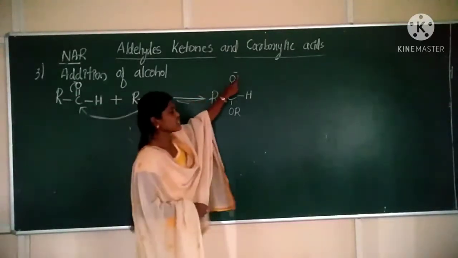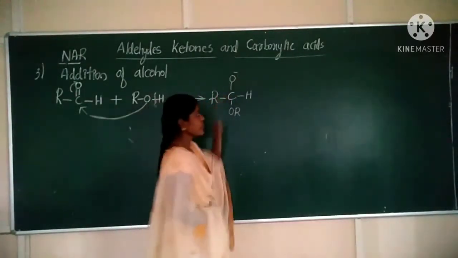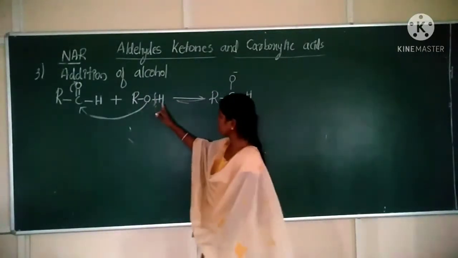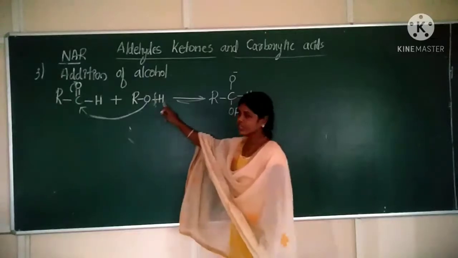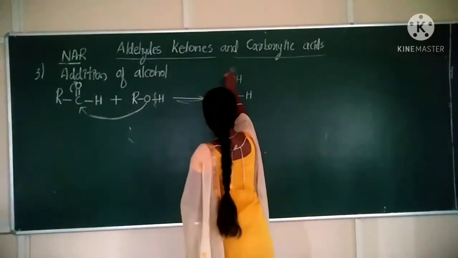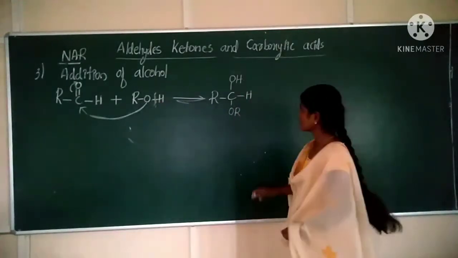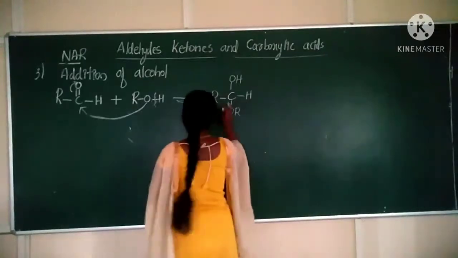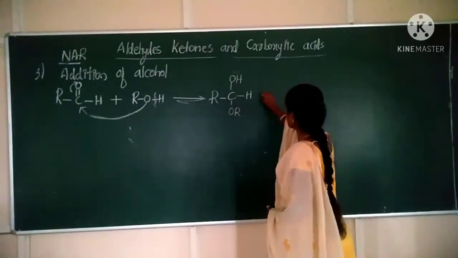Now oxygen will carry which charge? Negative charge. Okay. Now we have a proton here, correct? Alcohol produces a proton. Now this proton is added to your O minus and it will form your OH. Clear? So this is what we are calling hemiacetal. I will write it afterwards.